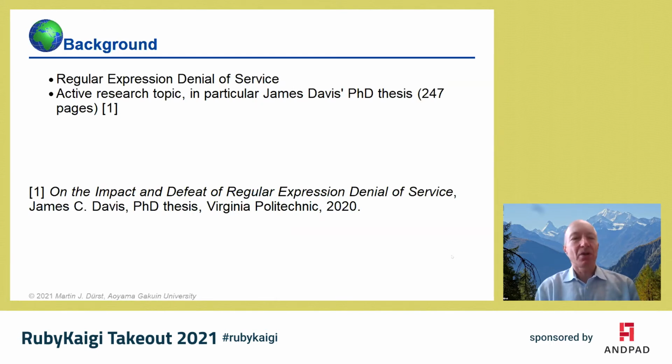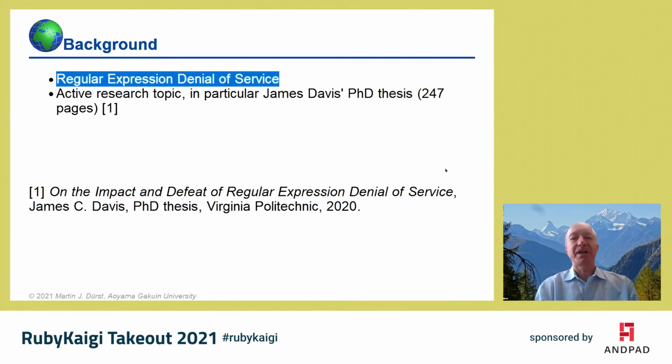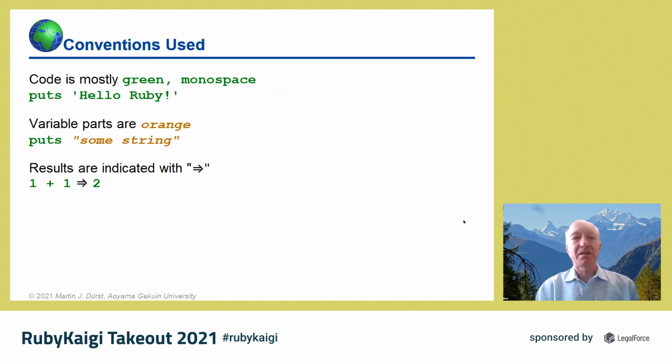The background to this is what's called regular expression denial of service. This is an active research topic, and it was particularly treated in James Davis's PhD thesis, which is 450 pages. And I read all of them so that you don't have to read them. And I hope I can tell you some of the stuff that is described in there, and also some of the stuff that I have done myself based on this thesis.